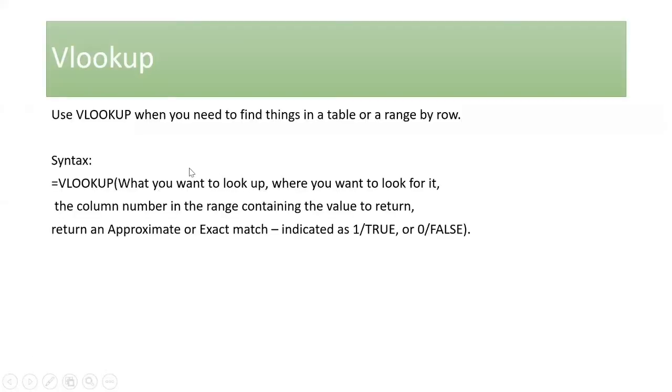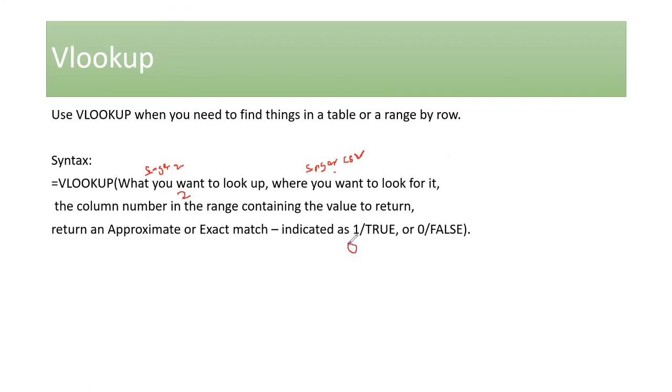What is the value that you want to look for? In our case, we wanted to look for singer 2. And where do we want to look for this information? You wanted this value to be fetched from a singer CSV file that we have. And how many columns are we using? We are using 2. And do we want an exact match or an approximate match?